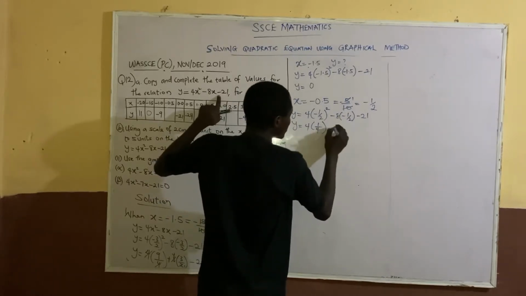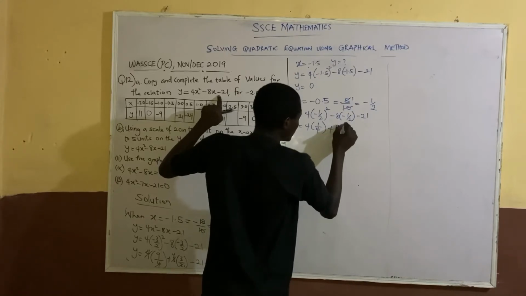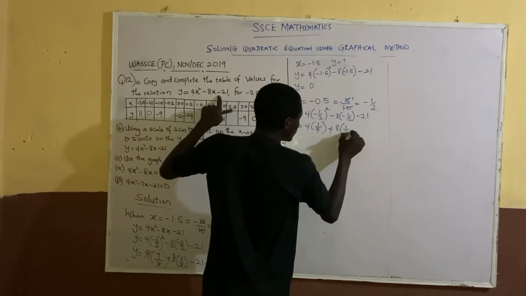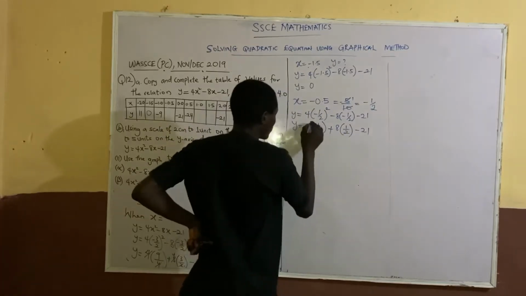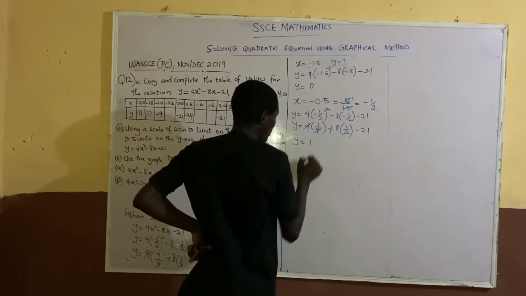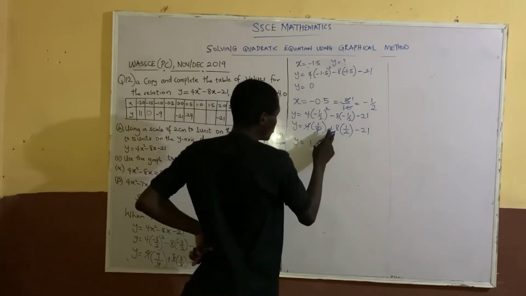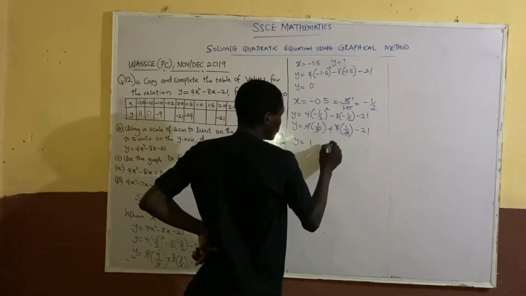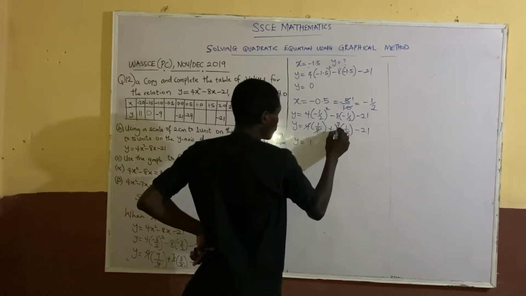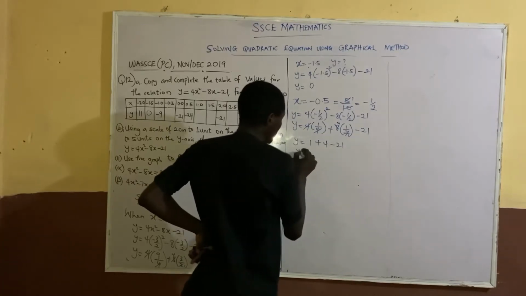Minus times minus will give me plus. 8 into bracket 1 all over 2, minus 21. So 4 here cancels 4. We have y equal to 1. Look at this. 2 here 1. 2 here 4. 4 times 1, we have plus 4 minus 21.